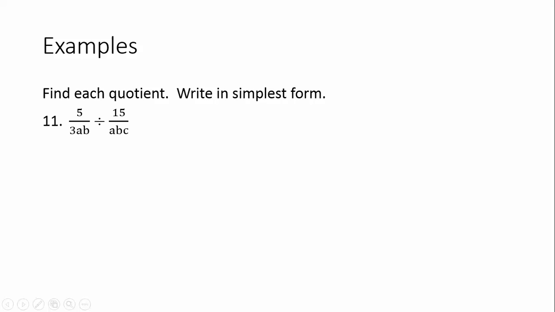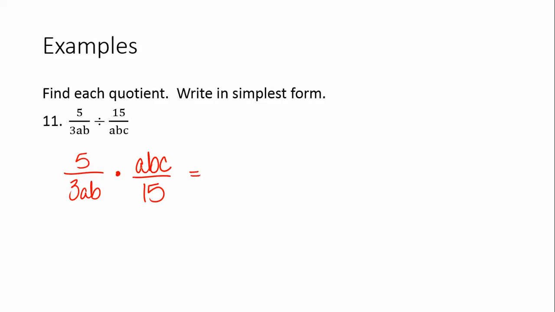Now we have an example with some variables, and variables work very similarly to how factors work. So you can reduce fractions that have variables in them, just like you would reduce numbers. So first let's rewrite the problem. This is 5 over 3ab times ABC over 15, because I've taken the reciprocal.